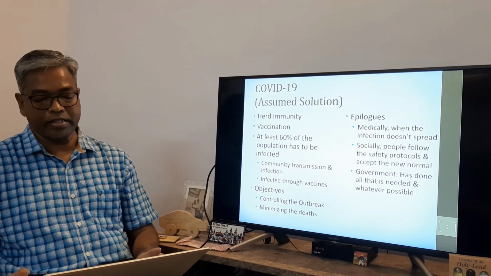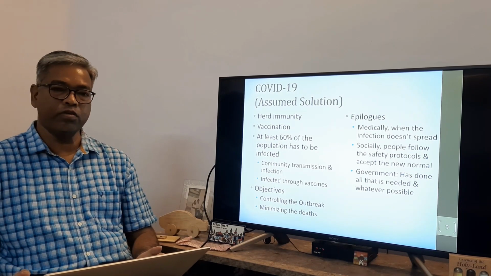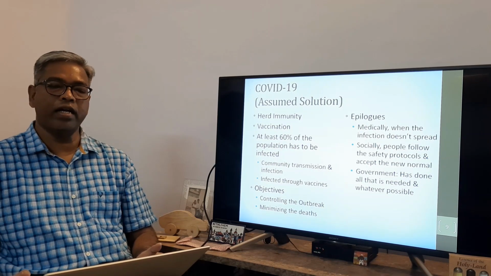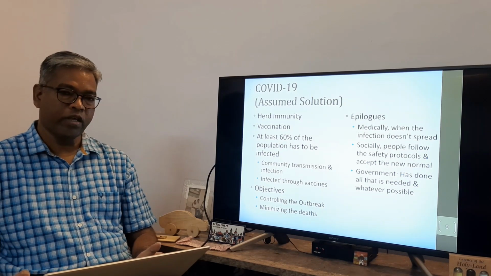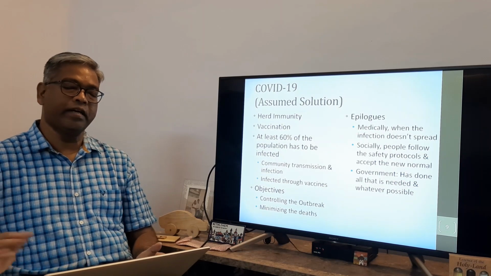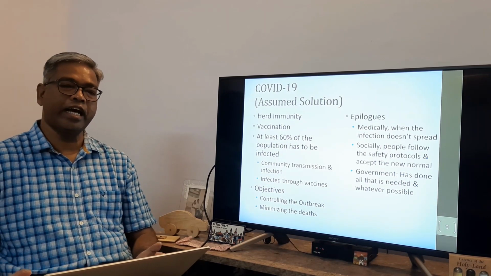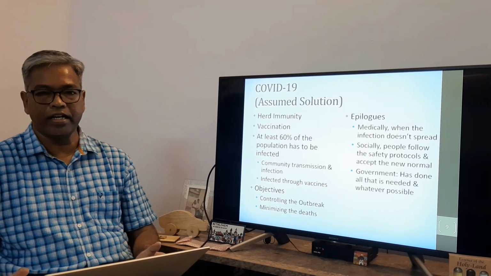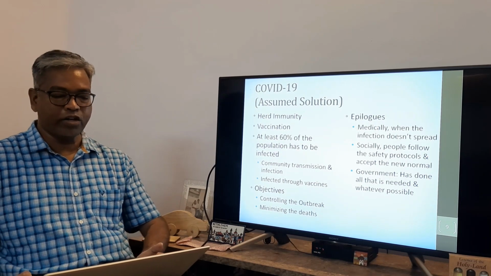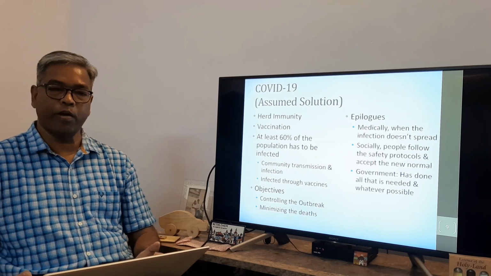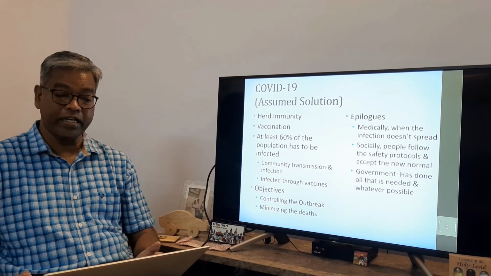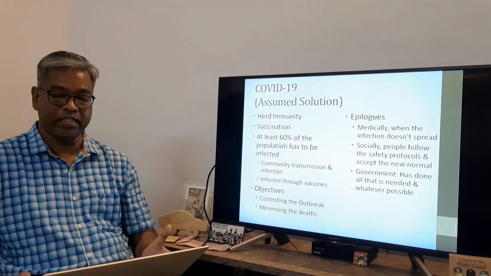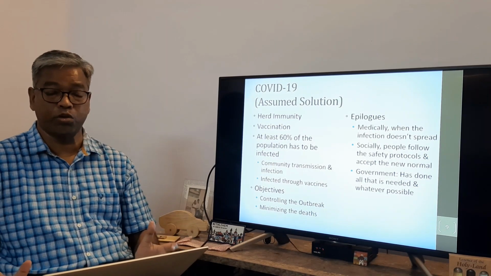And 60%, if it is so, that means, say the Indian population is roughly 130 crores. For an easy calculation, I negate those figures and take it as 100 crores. So 100 crores means 60 crores of the population has to be infected, naturally by the disease or through vaccines. That's one big challenge, 60 crores.